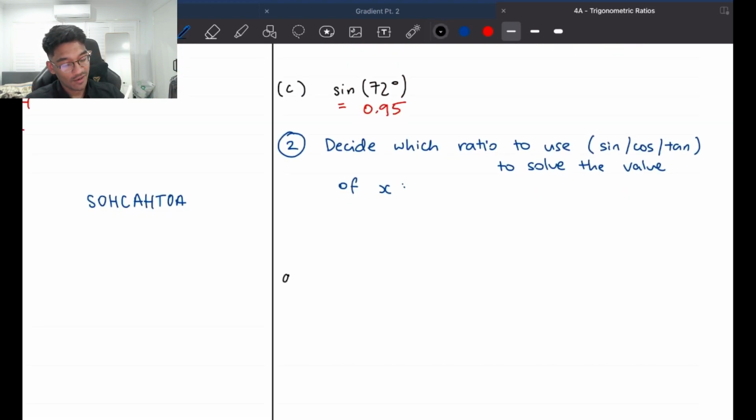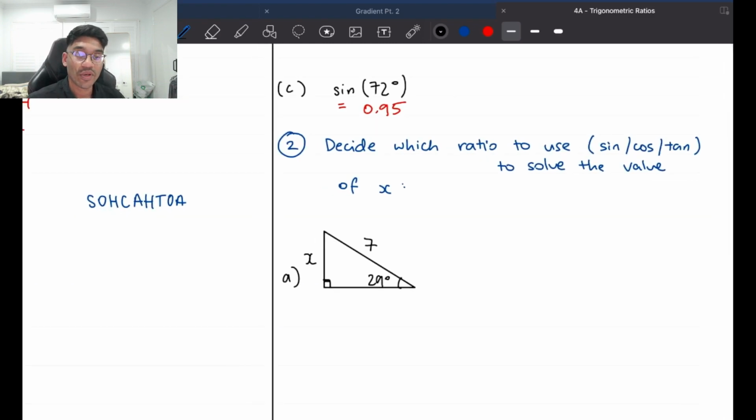So question A, we'll do a triangle. A right angle triangle. Remember, we're always working with right angle triangles in this. Right angle there, 29 degrees, we have 7 here, we have x there. We know that there's 29 degrees in the bottom right, we know one side length is 7, and we want to find the side length of x. Step number 1 is to label our sides.